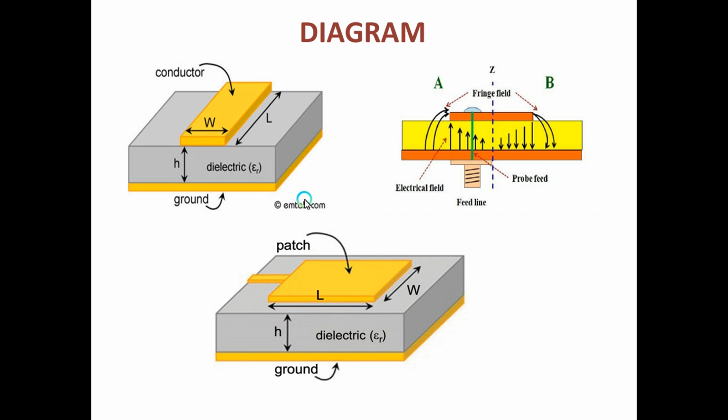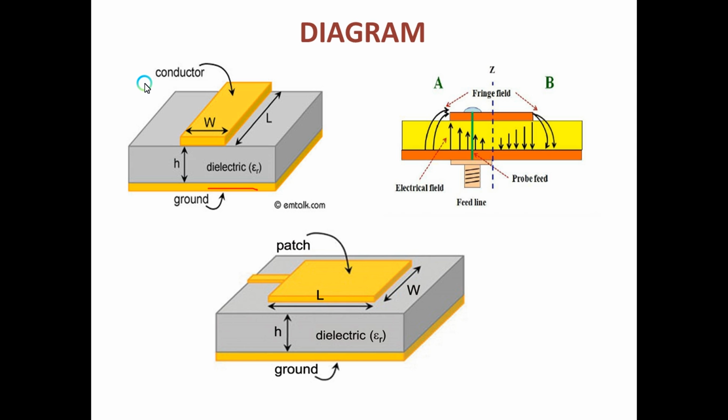On the bottom part of the PCB, you see the yellow color. This is the ground layer. The bottom part of the PCB is fully copper, which acts as a ground plane. Above the ground plane is the dielectric substrate. The substrate height is h and the permittivity of the substrate is epsilon r.